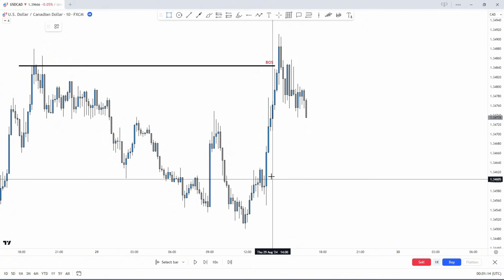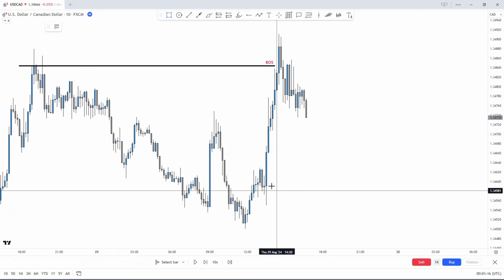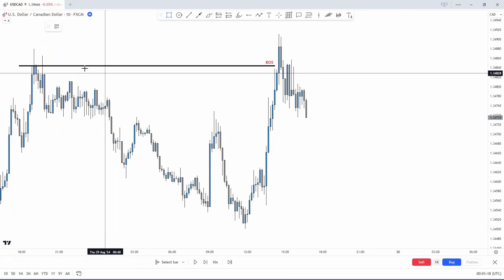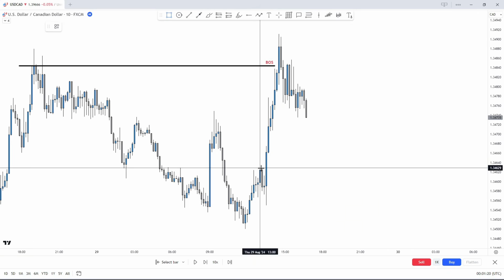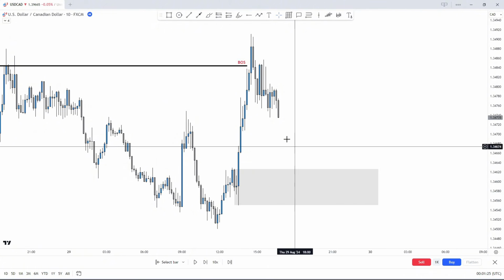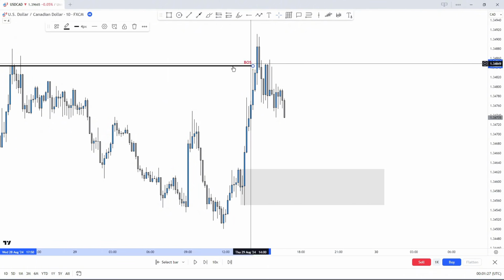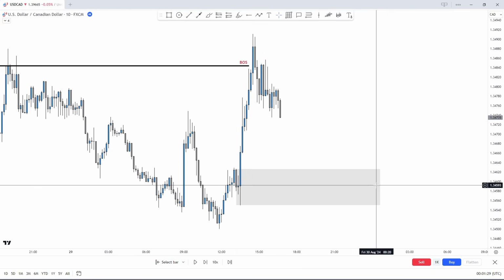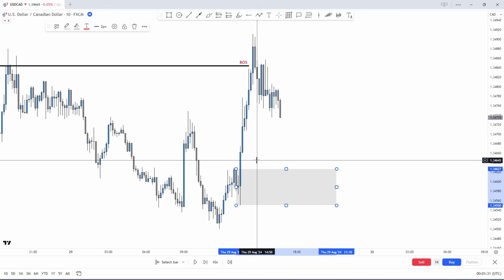Well, we look at the last couple of down move candles, the last down move before the up move, which caused this break of structure. And we can see right here, this is the last down move before the up move, which caused a break of structure towards the upside. Therefore, this zone right here is our demand zone.